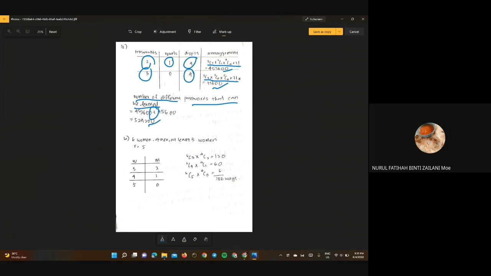Table to solve this question. For the first case, we take 3 women and 2 men. The calculation is 6C3 times 4C2, and the answer is 120. Next, we take 4 women and 1 man. The calculation is 6C4 times 4C1, and the answer is 60. And for the last case, we take 5 women only. The calculation is 6C5 times 4C0, and the answer is 6. For the last answer, we add all answers shown in the 3 cases, and the total is 186 ways. That's all for this question.